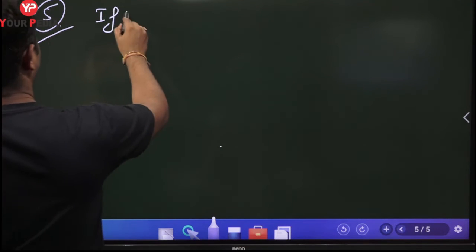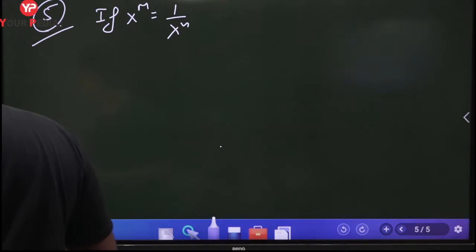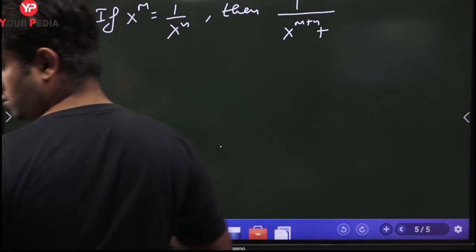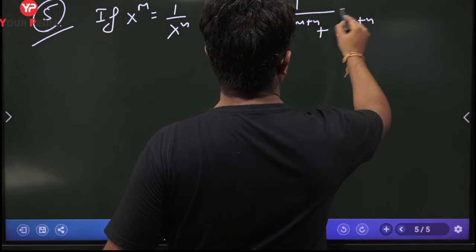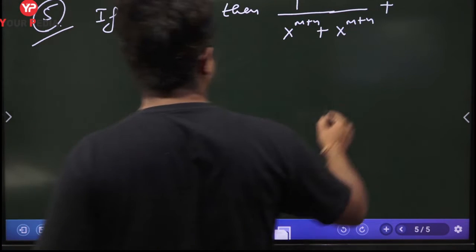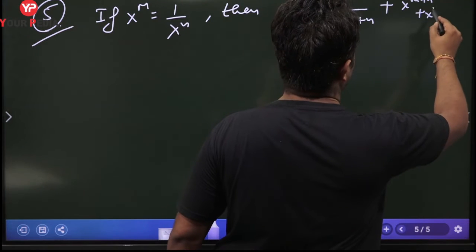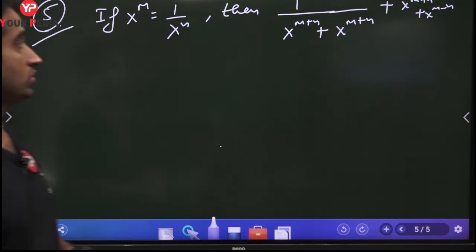If x raised to power m is 1 upon x raised to power n, then x power m plus n plus x power m plus n plus x raised to power m minus n. Sorry, I think it is not visible.